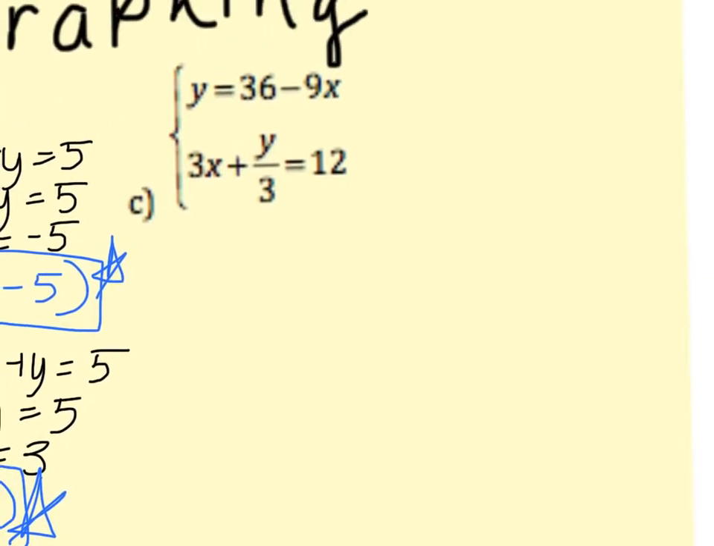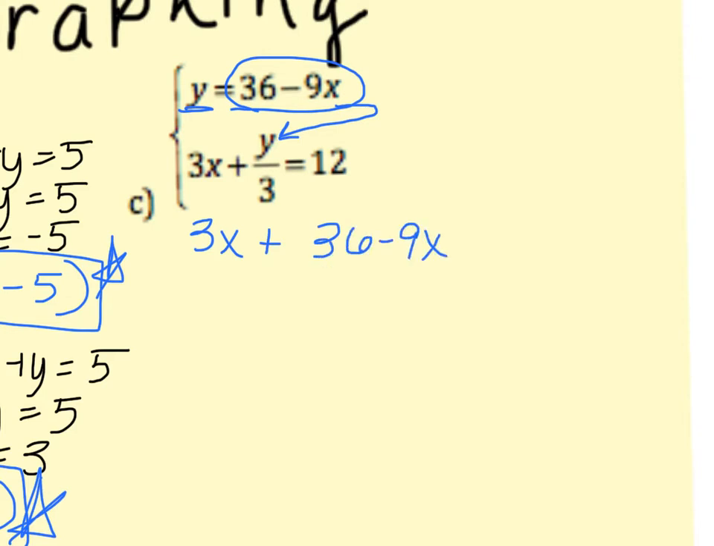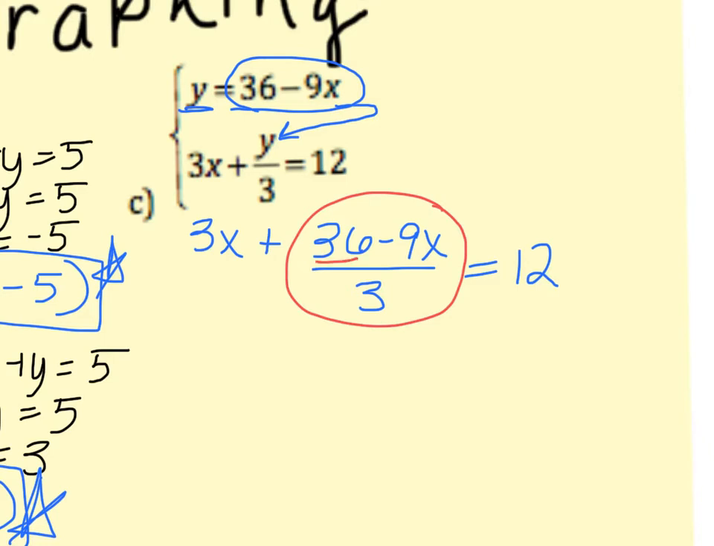Okay, and last but not least here, again, this would be a great case to solve using substitution, because I have a y equals already solved for. So I'm going to go ahead and substitute it in there. So I have 3x plus (36 minus 9x) over 3 equals 12. Now be careful with this so that you don't break the math. In this term here, you've got three numbers, 36, 9, and 3. Since all three of them are divisible by 3, I can simplify all three of them.